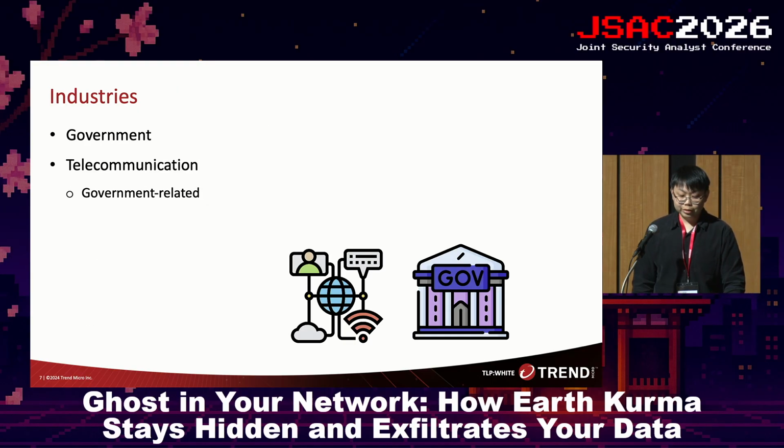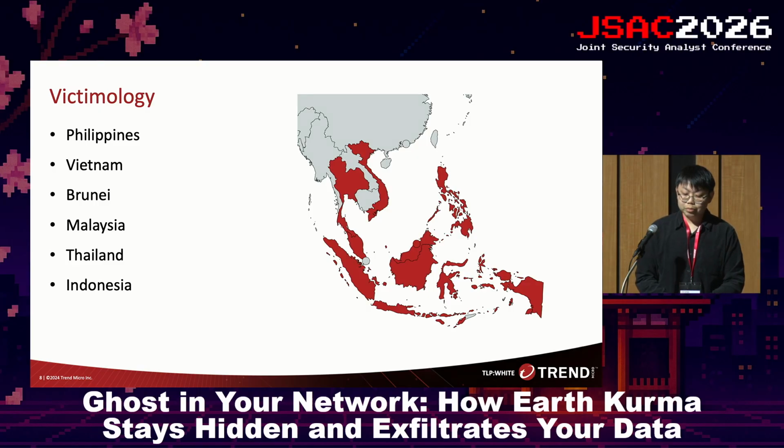For the targets, it shows that this group has significant interest in government institutions and government-related telecom services. This map indicates the targeted countries in Southeast Asia, including the Philippines, Vietnam, Brunei, Malaysia, Thailand, and Indonesia.